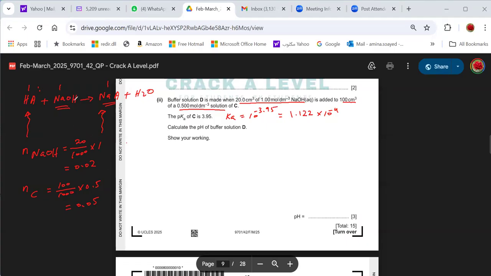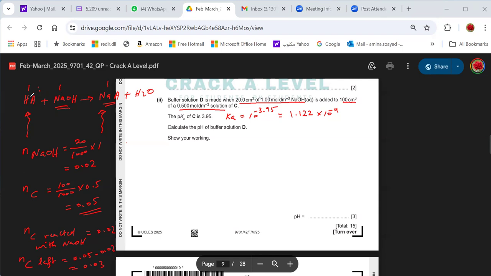And when it reacted with the sodium hydroxide, part of this 0.05 reacted with the sodium hydroxide. And since it is reacting in the mole ratio of 1 to 1, the number of moles of the acid that reacted with the sodium hydroxide is the same as the number of moles of the sodium hydroxide, which is 0.02. And this means that the number of moles of C left in the form of acid is equal to 0.05 minus the 0.02, and we get 0.03 moles for the acid.